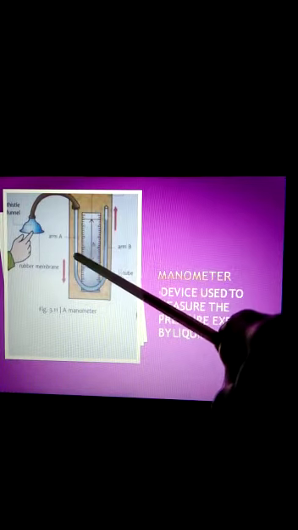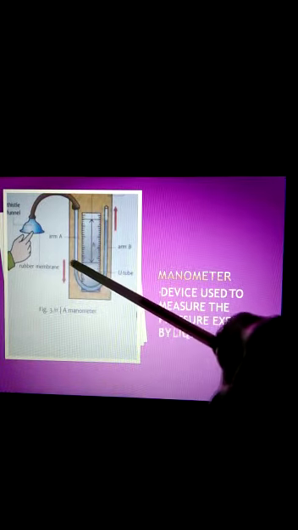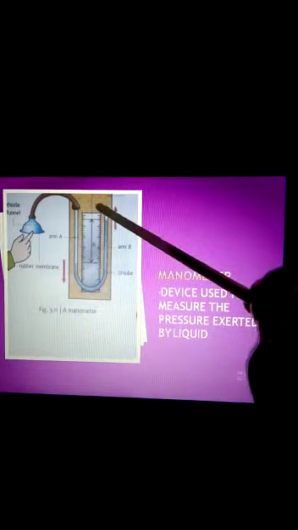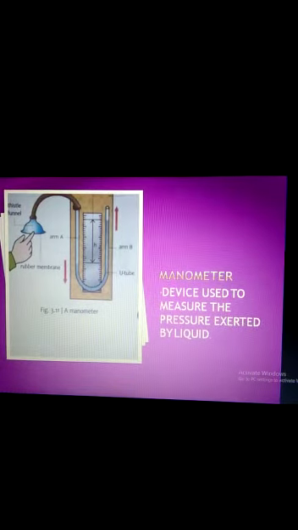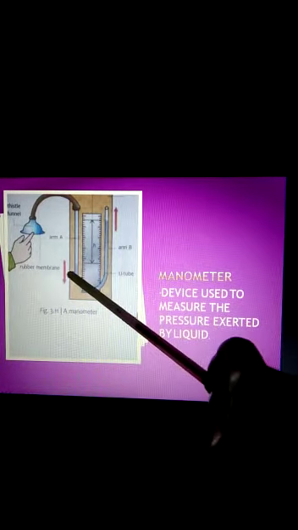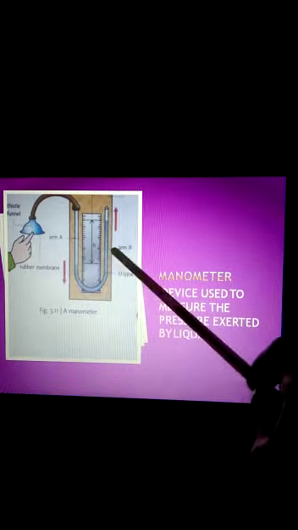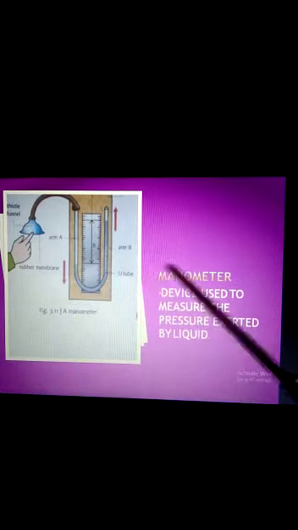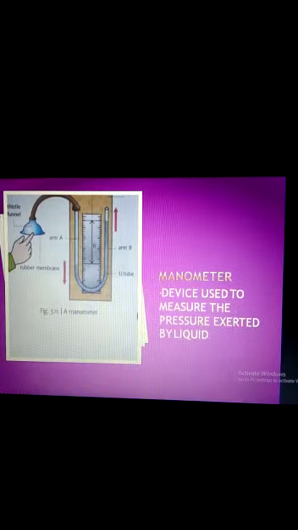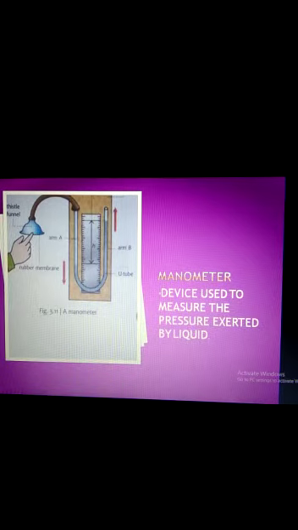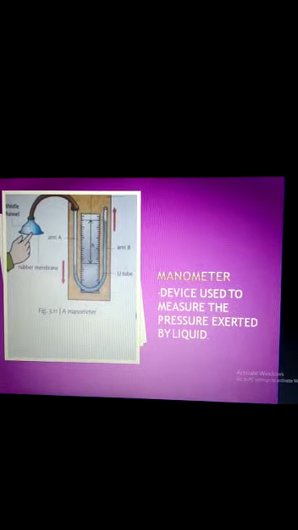So when the pressure is being exerted on arm A, there is a rise in the liquid level of arm B, and the difference in liquid level between arm A and arm B gives the pressure exerted by the liquid, using the device manometer.